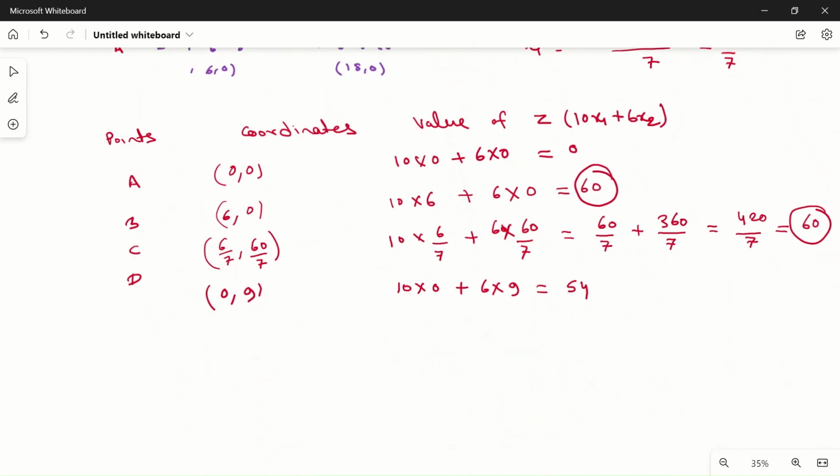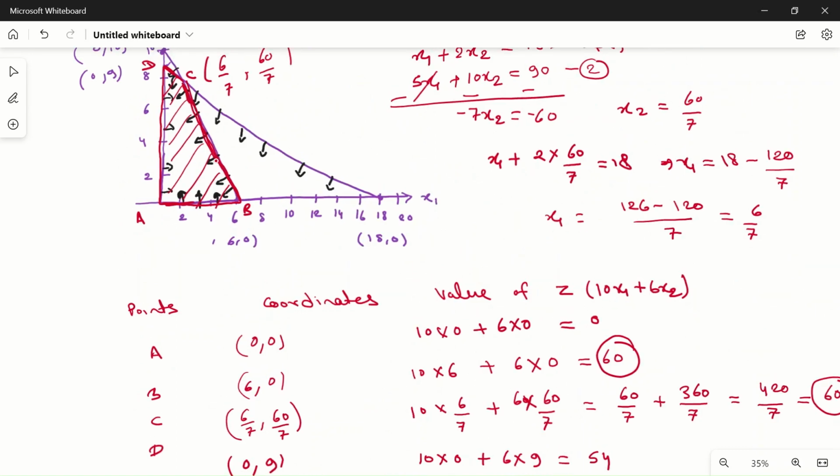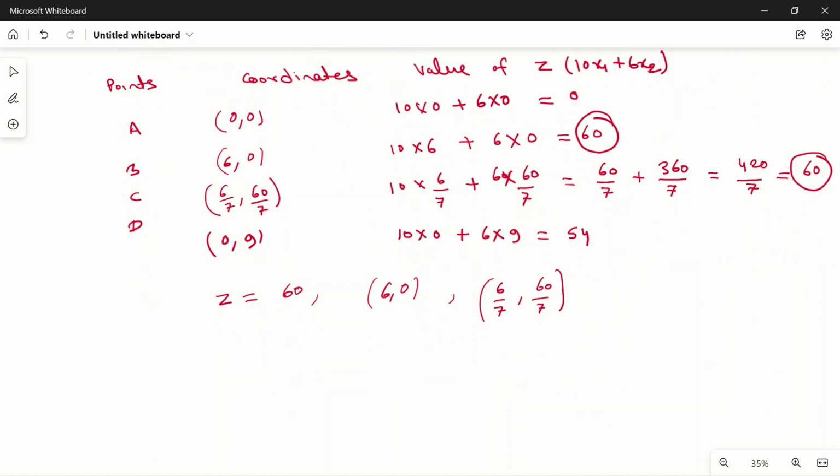So the maximum value of Z is 60, and you can choose any value of x1 and x2 along the line BC. Here the first point is (6, 0) and the second point is (6/7, 60/7). You can also choose many other values along this line BC. So you will have more than one solution, and you can choose different combinations and still have the maximum value of Z. So this is a problem which has more than one solution.